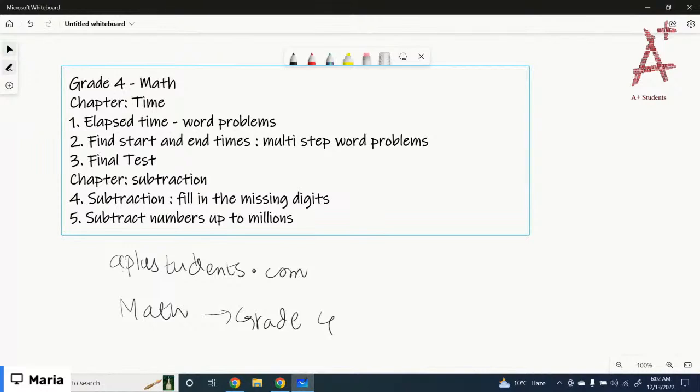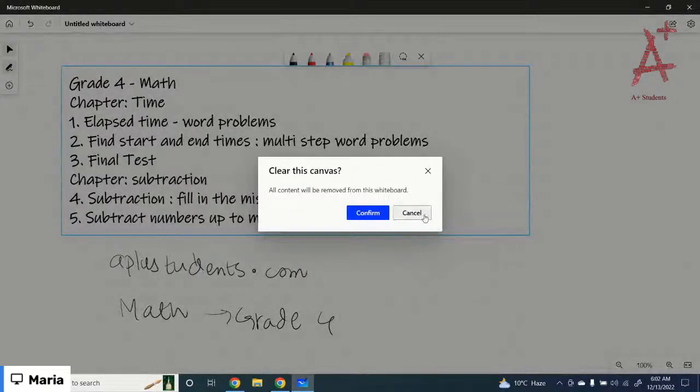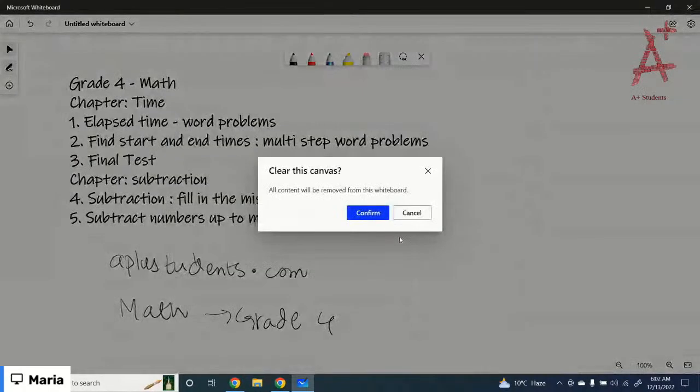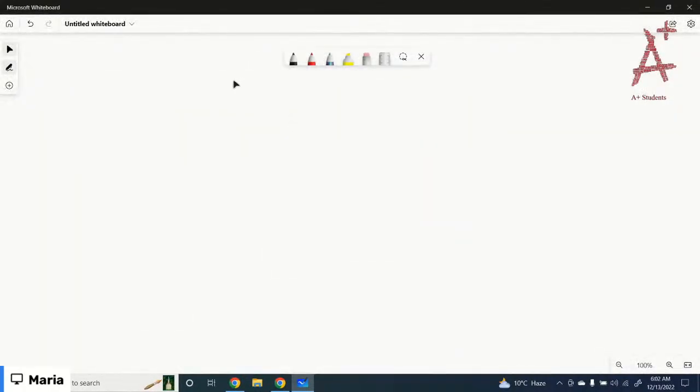Please make sure you have your notebook and pencil so that you can note down the important examples and definitions as well. Got it? Let's start with the topic elapsed time word problems. Let me write down the lesson name, then we'll start. Elapsed time word problems. Time.